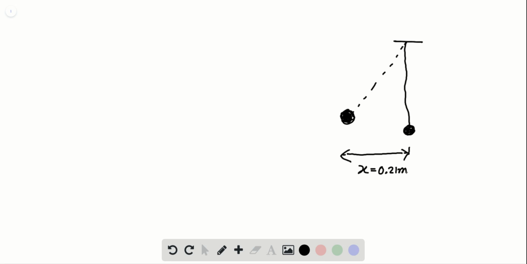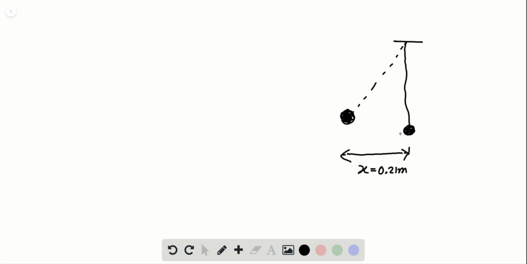So in this problem, let's take an example of simple harmonic motion like an oscillating pendulum. So let's say this is the starting point of the pendulum, then if we say that this is when the pendulum has its maximum amplitude, so we can say that this distance, as given in the problem, is 0.21 meters. So we can say this is x equal to 0.21 meter.